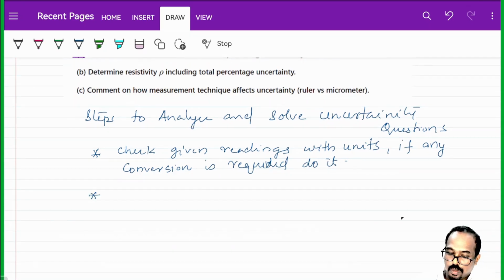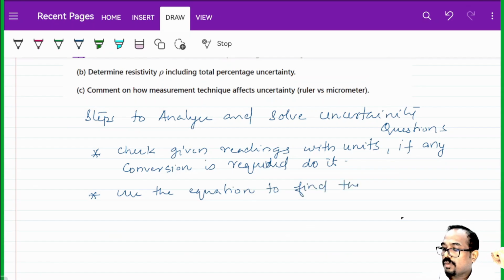Second one, use the equation. If the equation is given, for example, the third question, the acceleration question, it is given s is equal to half a t square. From that, the question was acceleration. So you need to solve for acceleration. Then use that equation to find out the average value. So use the equation to find the average value of the quantity.